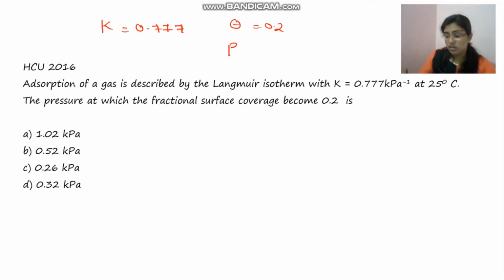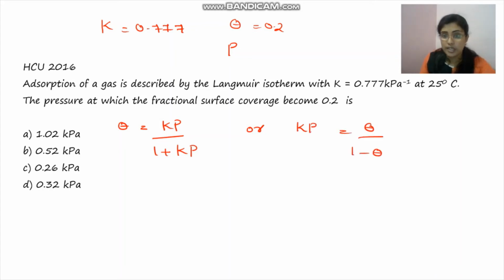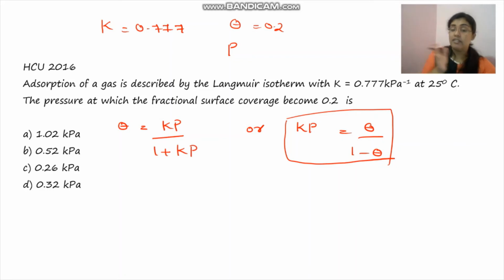So in Langmuir isotherm, we have the equation theta is Kp by 1 plus Kp. Now if I rearrange this equation, I can get it in another form like Kp is theta by 1 minus theta. This is another equation that I can have. So now I just have to substitute the values that are given in the question into this equation. Let me use the second equation, and that's an easier one to calculate P. It's derived from the first equation itself. I just have to rearrange the first equation and then I would get it in the form of Kp. So I just have to substitute the values.